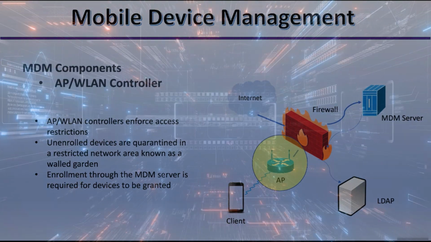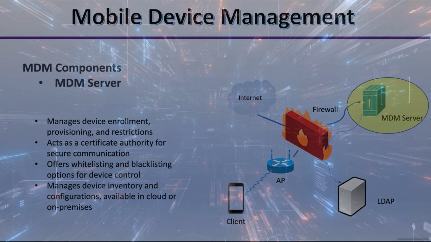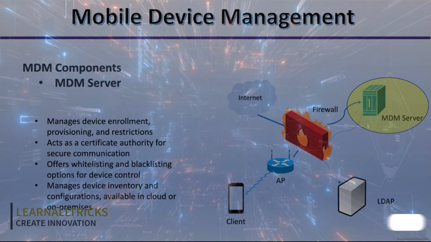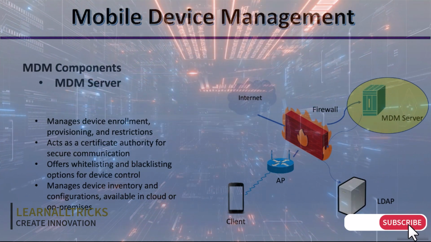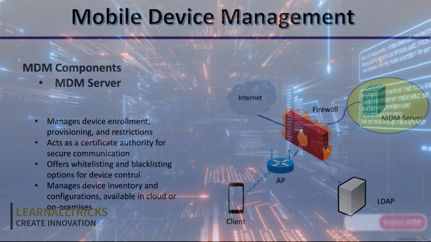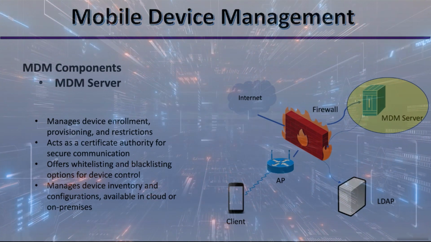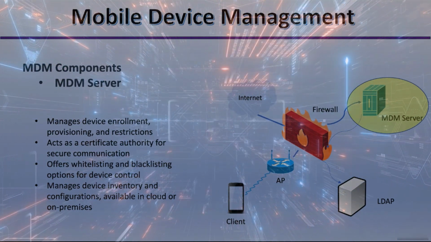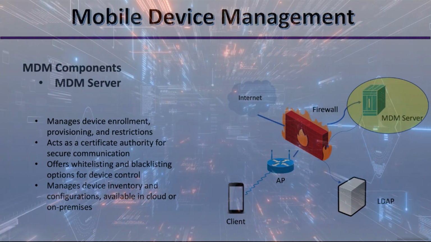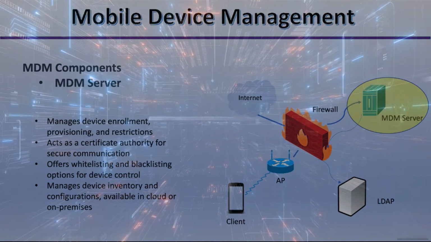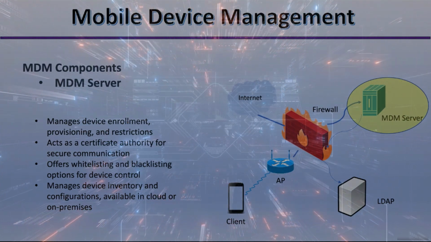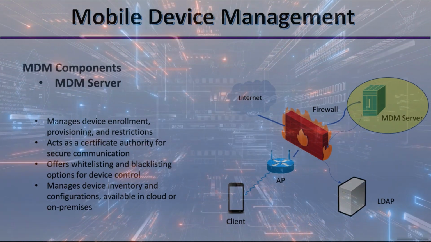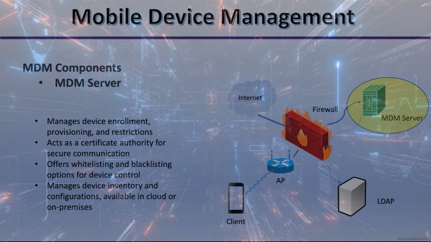The MDM server takes charge of the enrollment process for client devices, acting as a gatekeeper, and it provides MDM profiles to the mobile devices, which serve as a guideline defining device restrictions and configuration settings. Now, in a way, the MDM server acts like a certificate authority, issuing certificates. To manage enrollments effectively, MDM servers offer options like whitelisting and blacklisting.